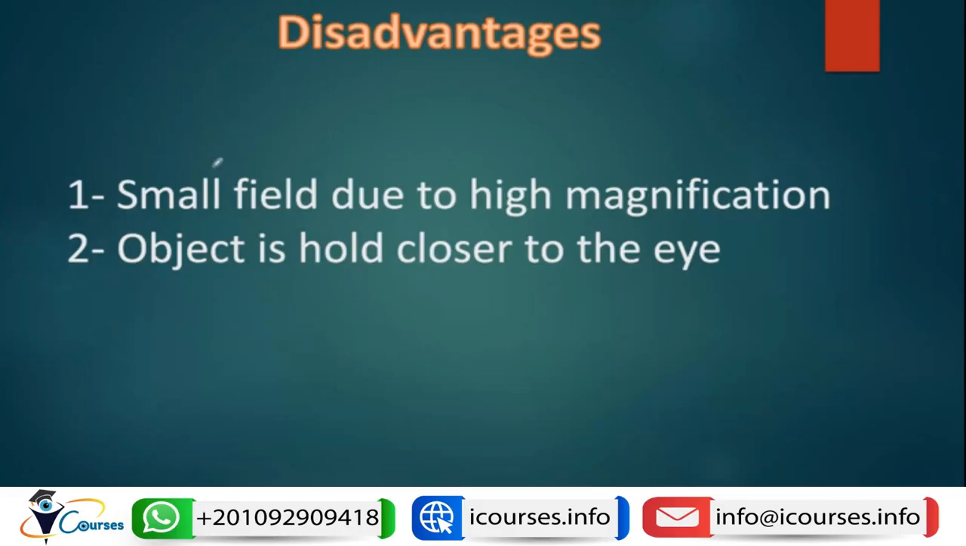The disadvantage of this system is that it has a smaller field. Since it causes a higher magnification, and we agreed before that the magnification is inversely proportional to the field, if we have higher magnification then we will have a smaller field, and vice versa. Also the object needs to be held closer to the eye because of the higher magnification, and in such a condition the depth of focus will be decreased. That's why we need to hold the object closer to the eye.